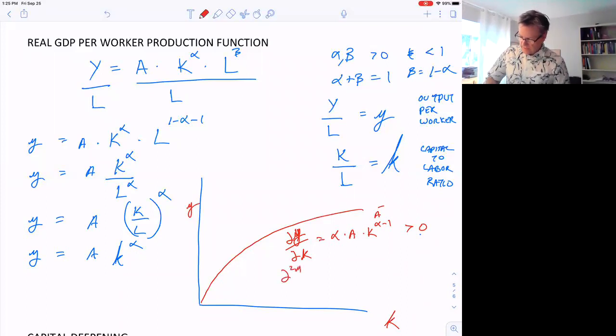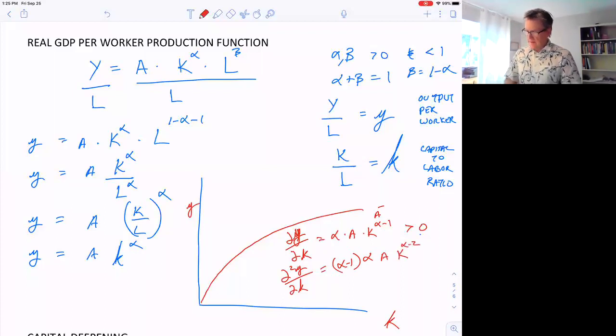And the second derivative of little y with respect to little k is going to be alpha minus 1 times alpha times A k to the alpha minus 2. And that's going to be less than 0 because alpha minus 1 is less than 0.